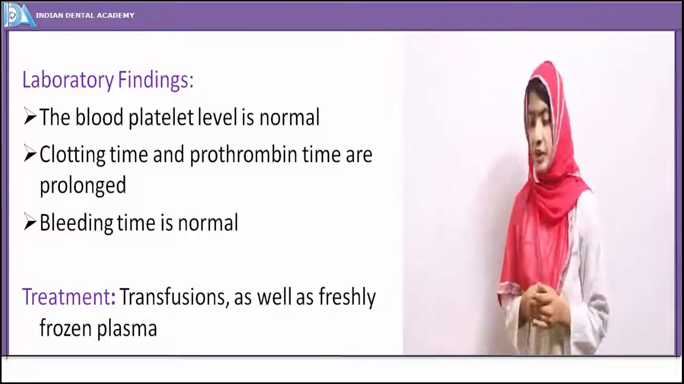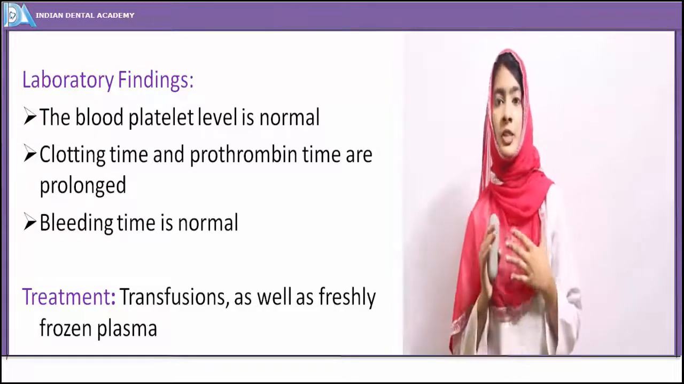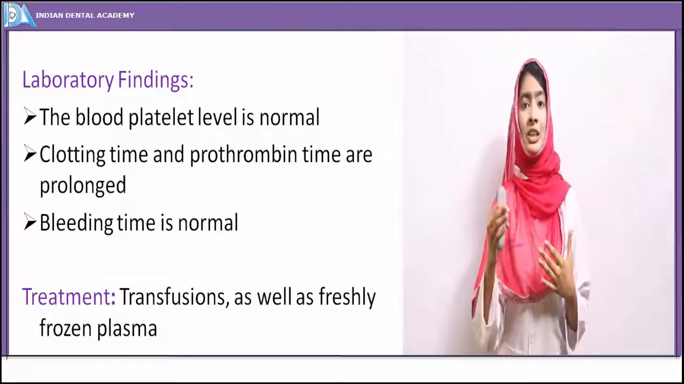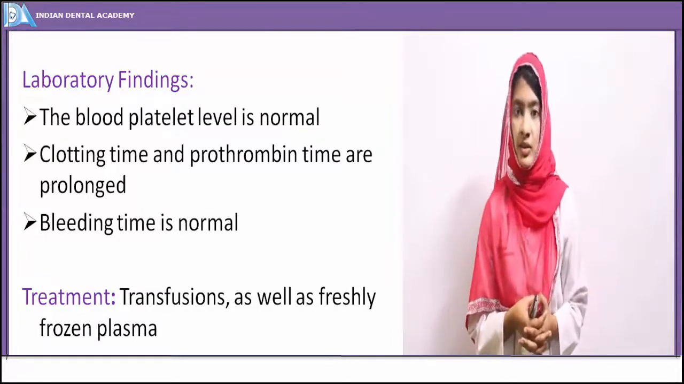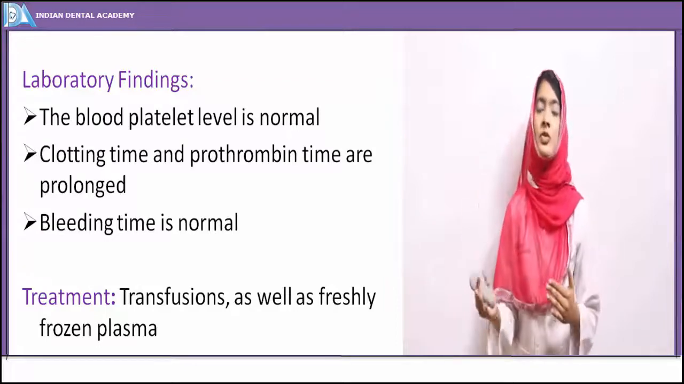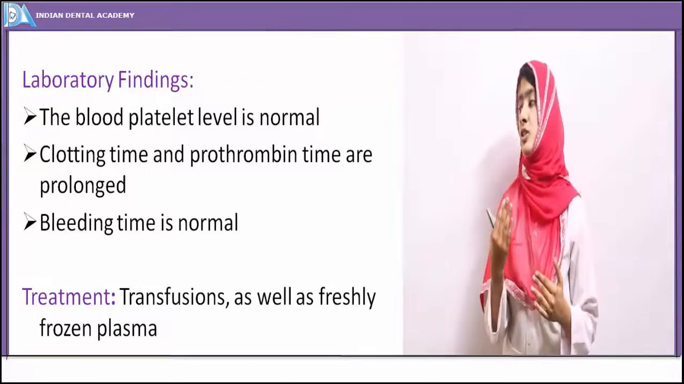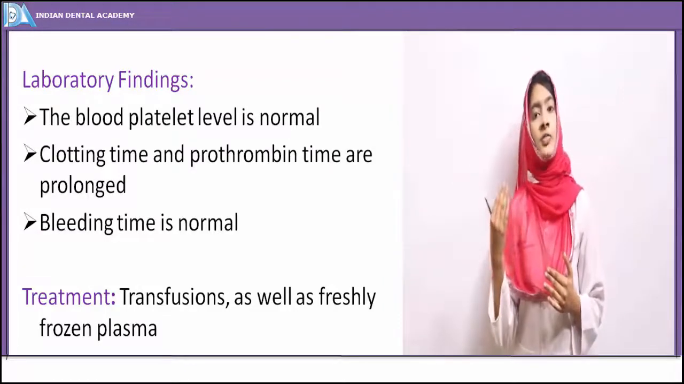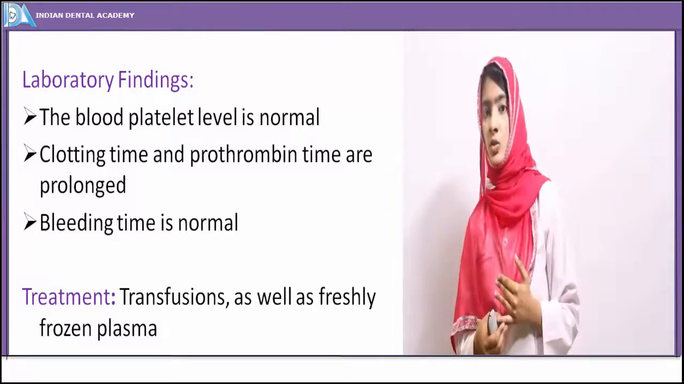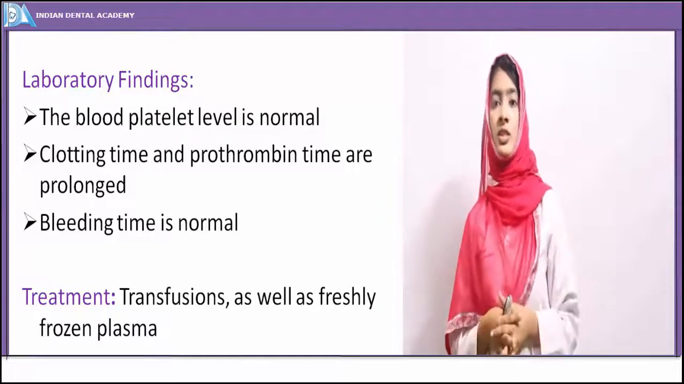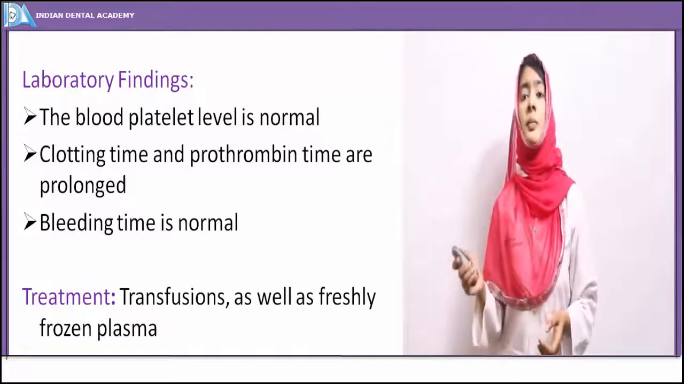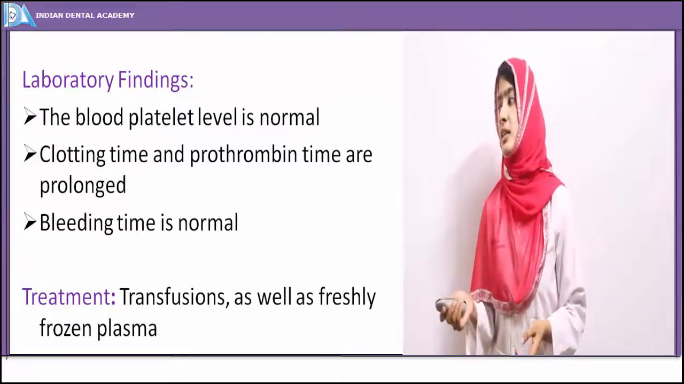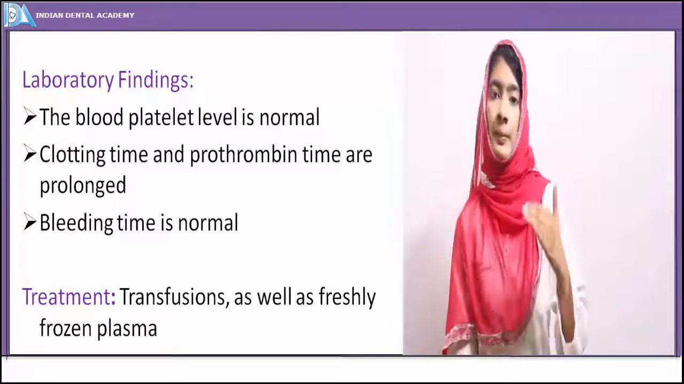The treatment for any form of spontaneous bleeding, either due to defective platelet aggregation or due to a defect in the number of platelets, includes the transfusion of plasma or frozen plasma. Freshly frozen plasma is just transfused to the patient, and in case of the deficiencies, care has to be taken to prevent any form of bleeding. And these are the diseases involving the blood platelets.